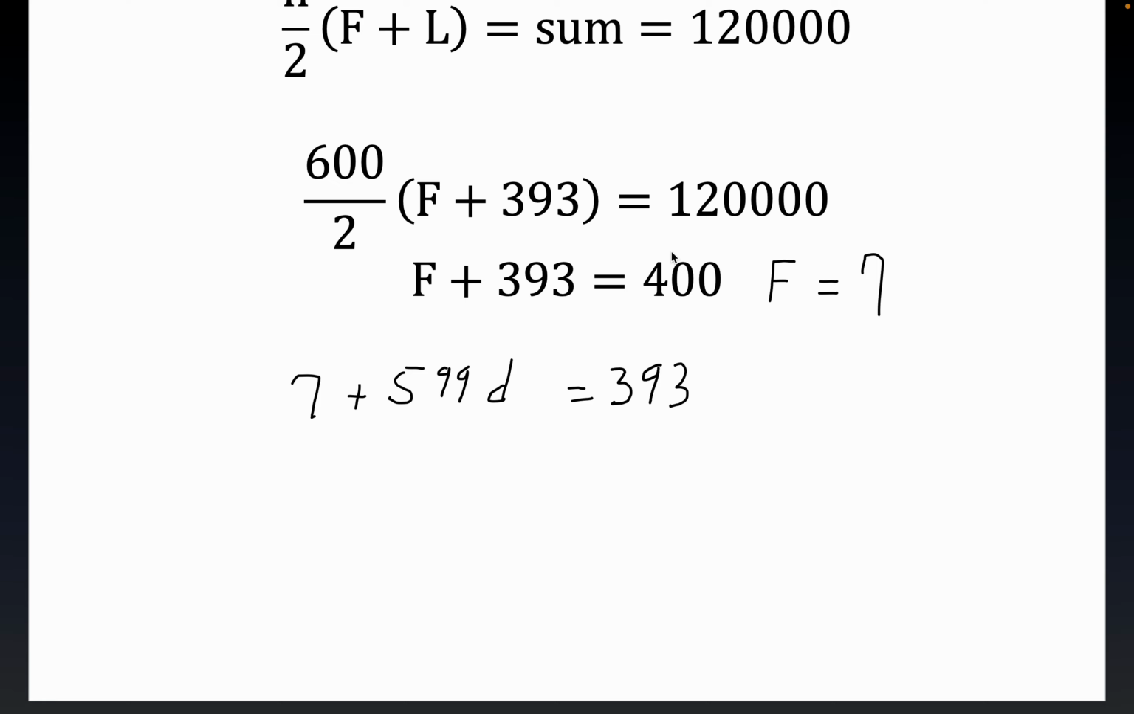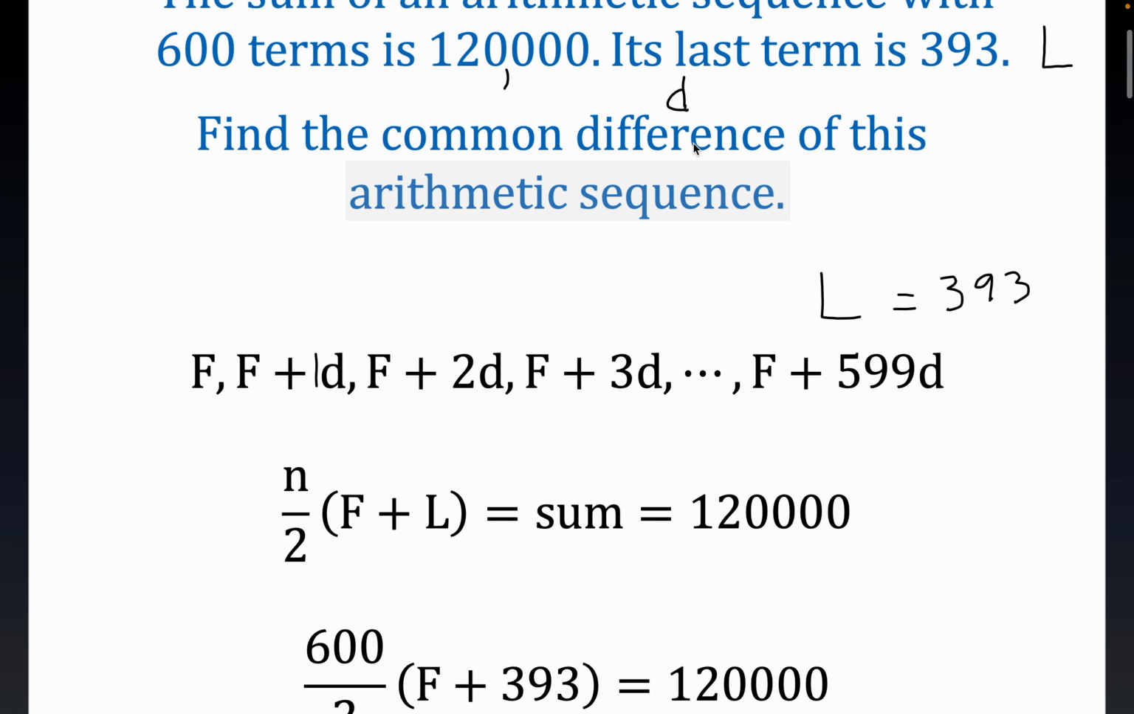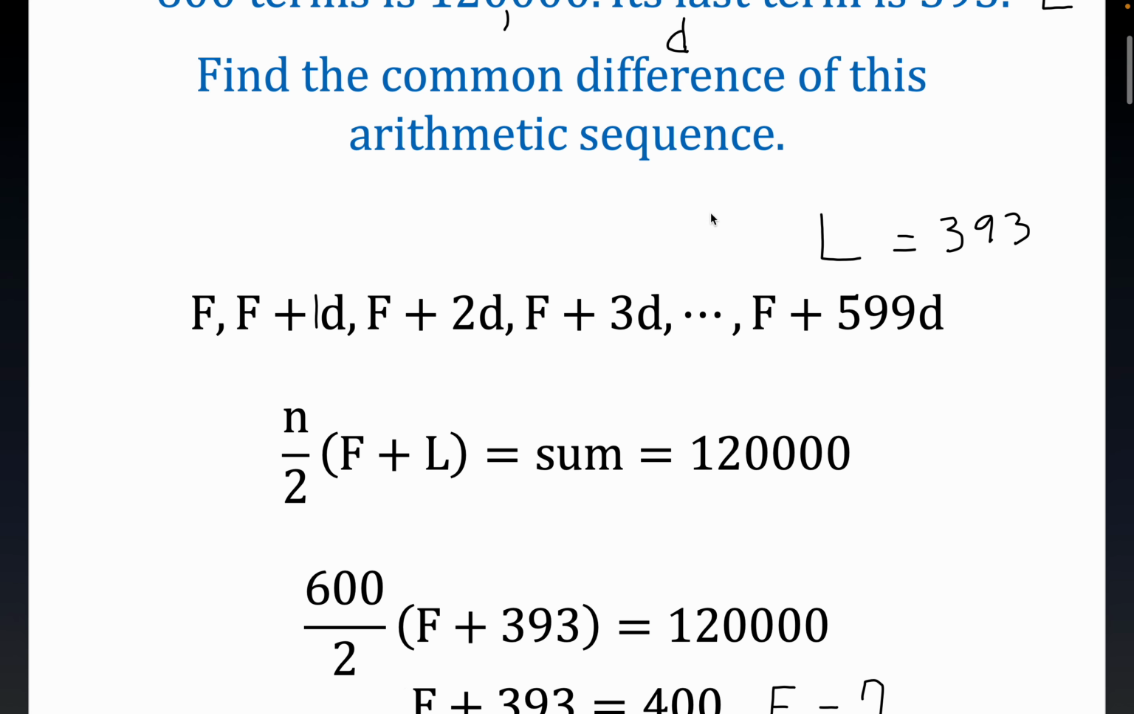Very quickly, we'll see that this leads to D is equal to, if you subtract 7 from 393, you get 386, divided by 599. Again, a very odd looking common difference, but it's a fraction. As far as I know, I did it right. So D is equal to 386 over 599, and that's the answer to the question, folks. Again, we were trying to find the common difference here.